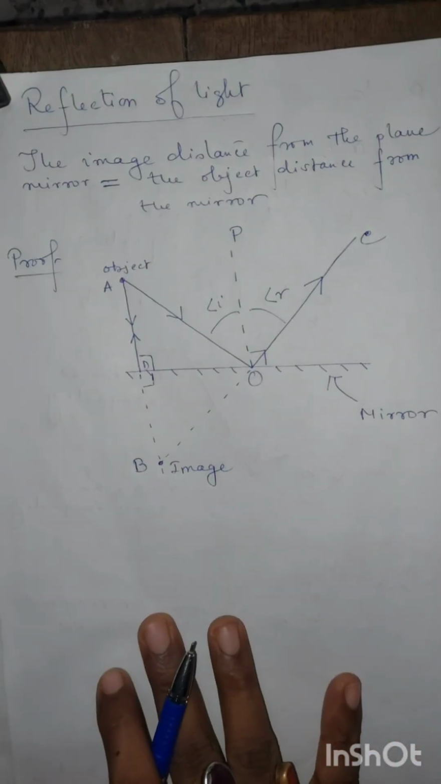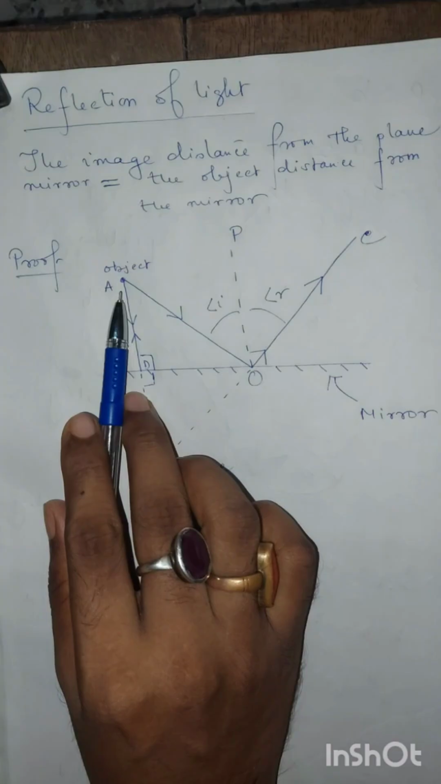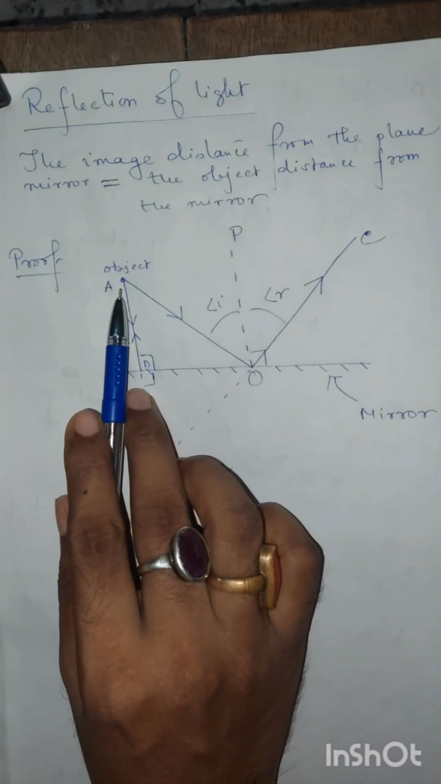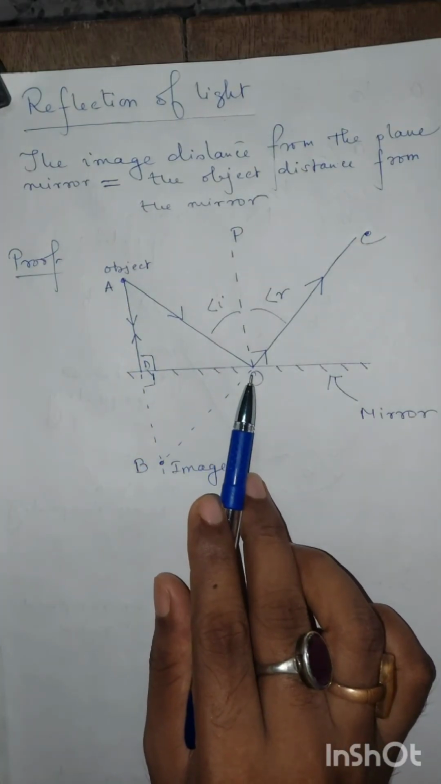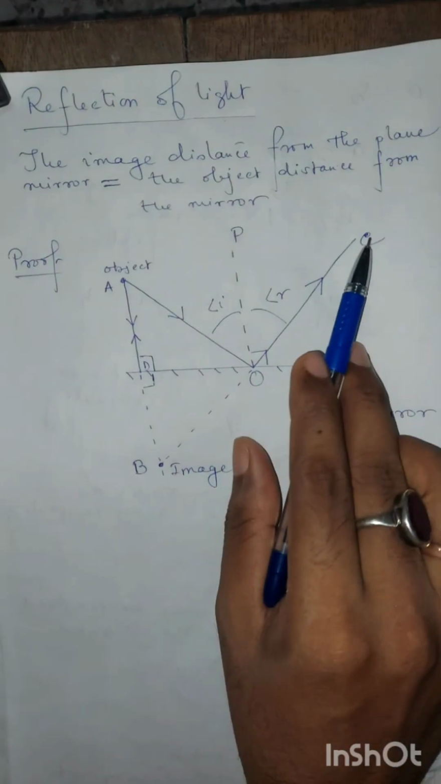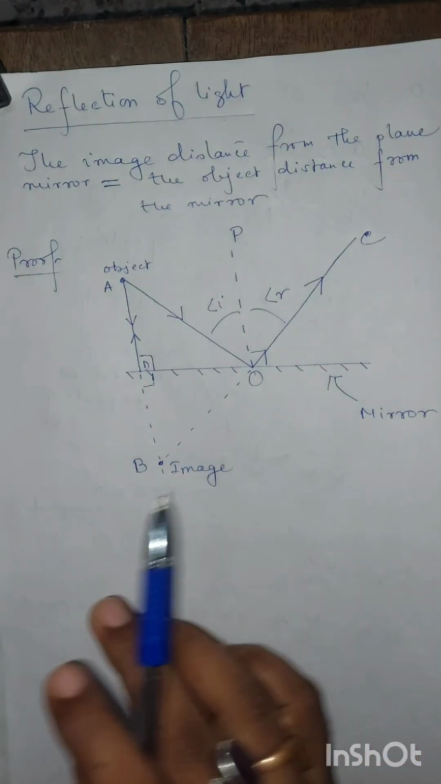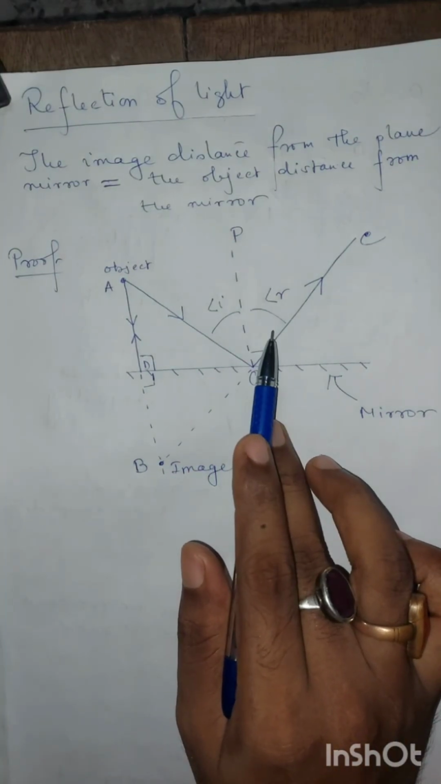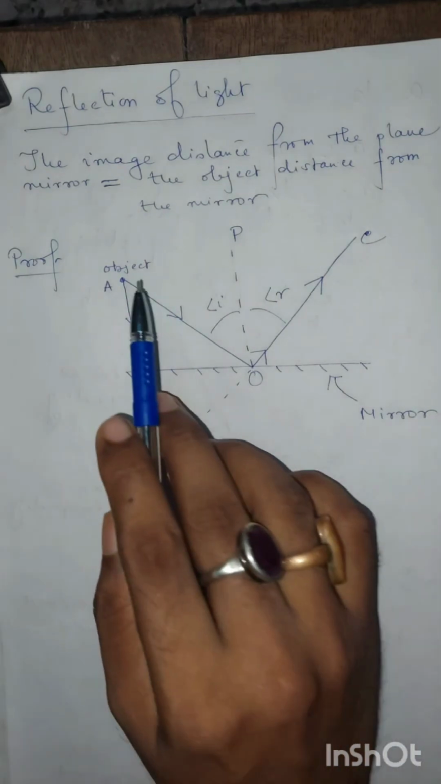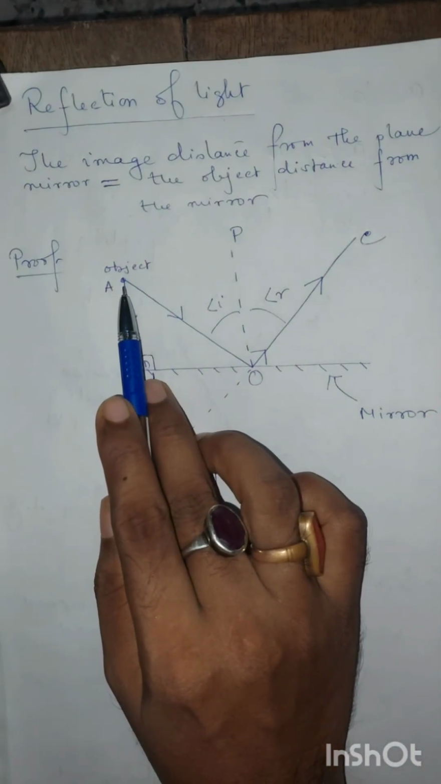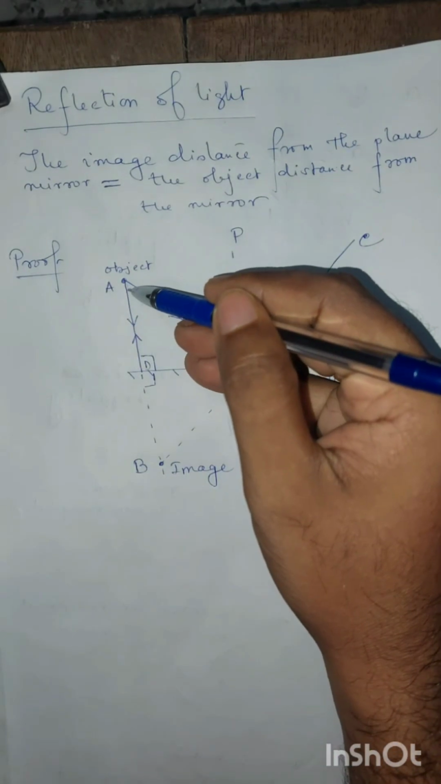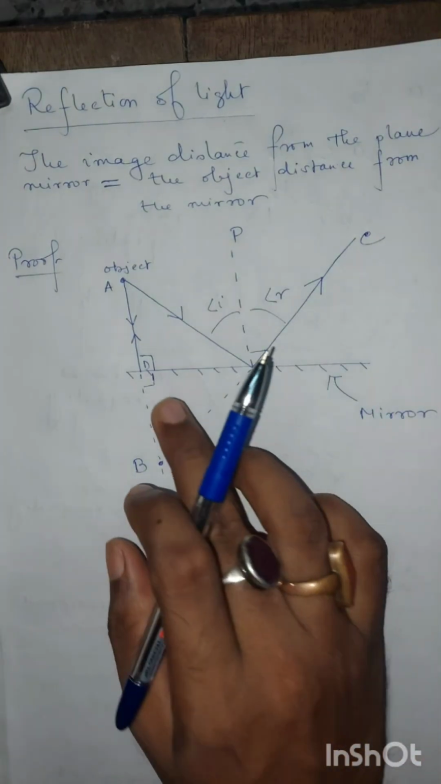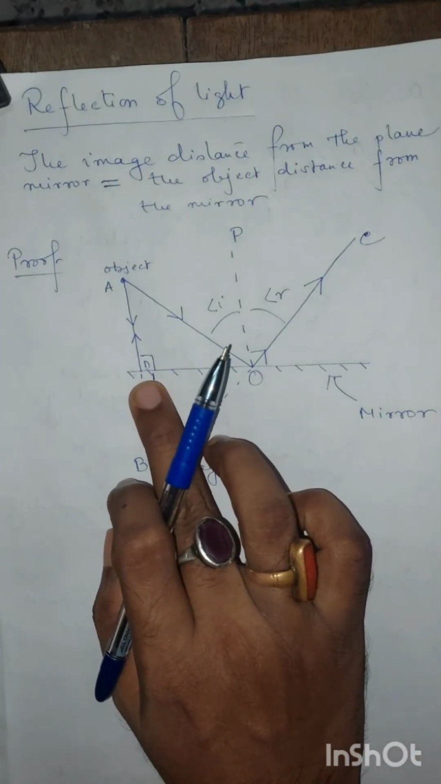So I have drawn a diagram. Let us assume this is our object, with one ray of light coming from it, and after striking the mirror it gets reflected towards the direction OC, and this is our normal OP. This is the angle of incidence, this is the angle of reflection, and another ray coming out of this object strikes the mirror perpendicularly. In this case the angle of incidence is 0.